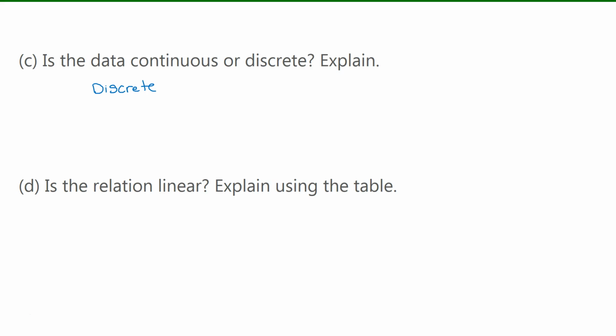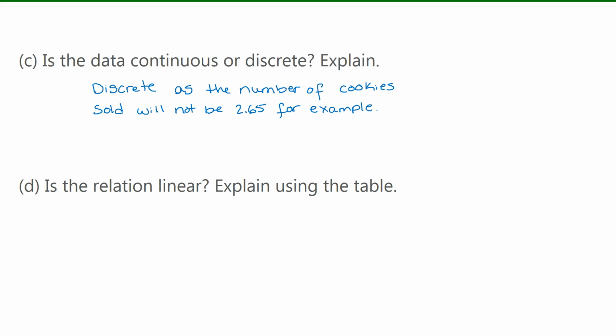So we're going to say it's discrete as the number of cookies sold will not be 2.65, for example. So we'll leave the graph as is.